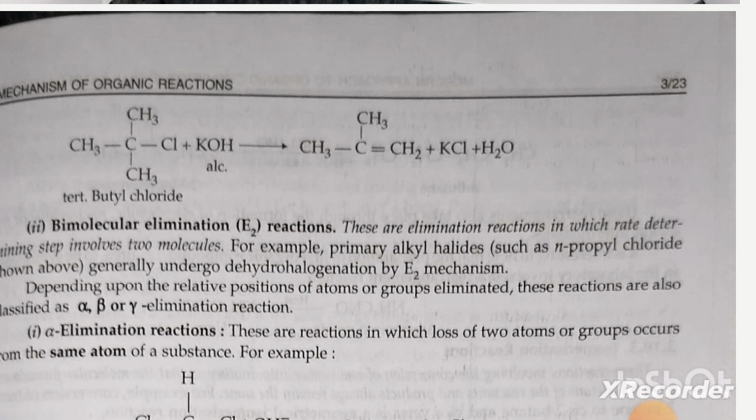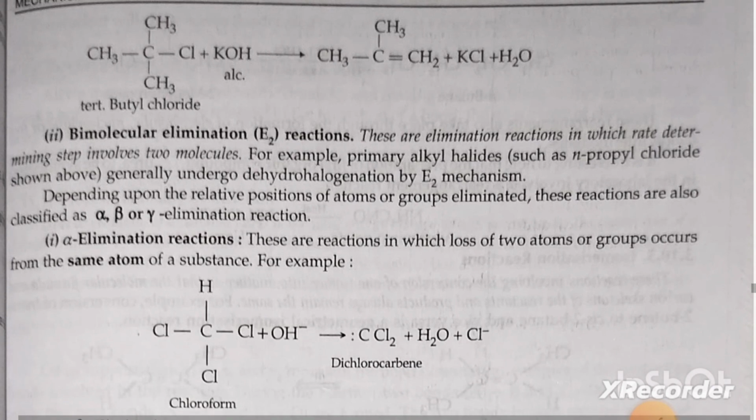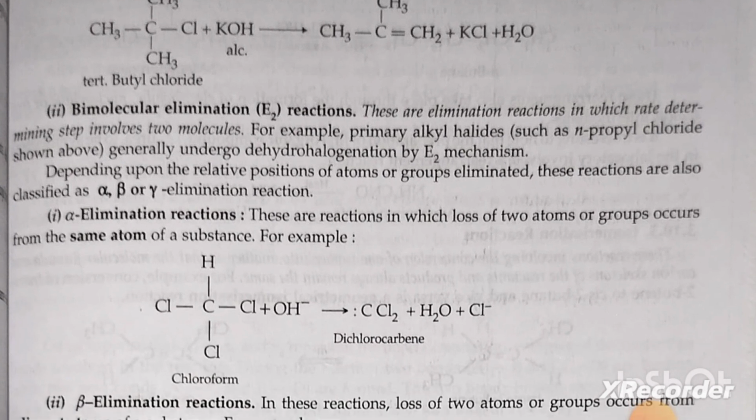Second, bimolecular elimination reaction. These are elimination reactions in which the rate determining step involves two molecules. For example, primary alkyl halide such as n-propyl chloride shown above generally undergoes dehydrohalogenation by E2 mechanism. Depending upon the relative position of the atoms or groups eliminated, these reactions are also classified as alpha, beta or gamma elimination reactions.